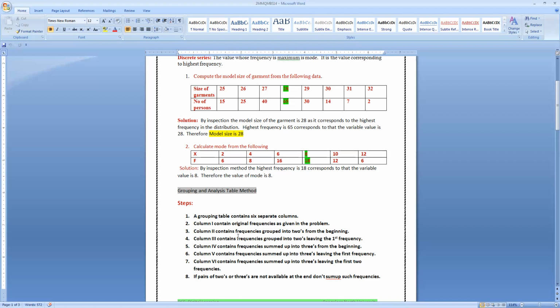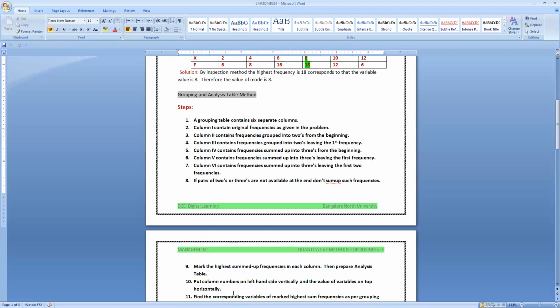The last column: we should leave the first two frequencies, then we'll have to group the three frequencies. So here the point is highlighting that if there are no two or three numbers left in the frequency values, we should leave them like that. We should not go for summing the values of the frequency.